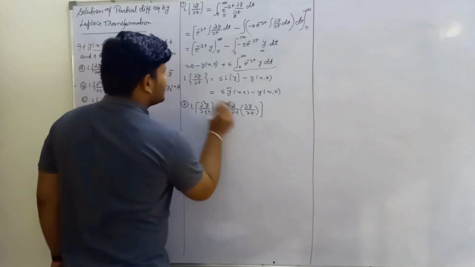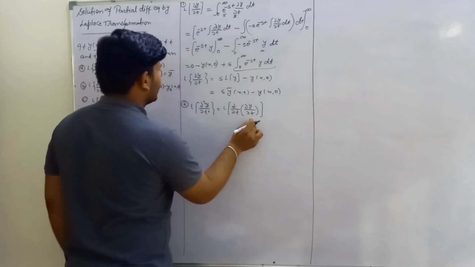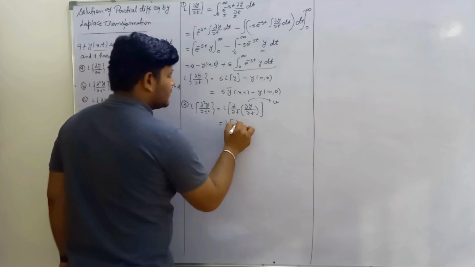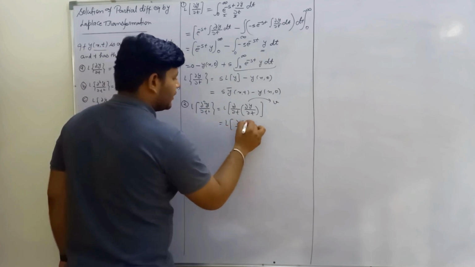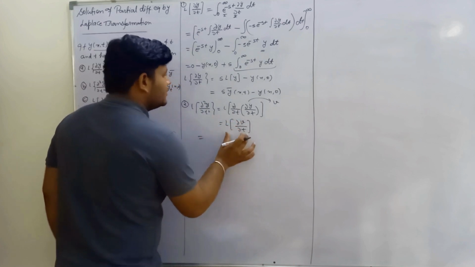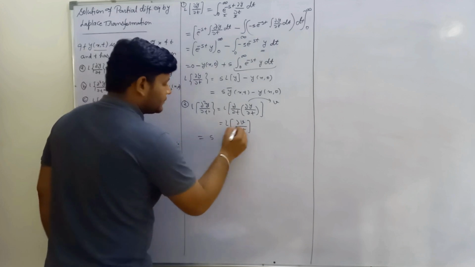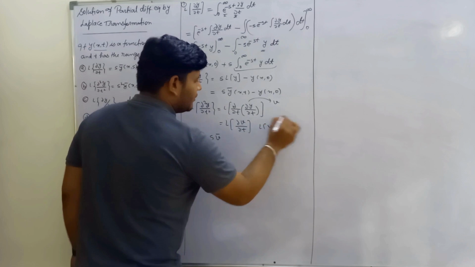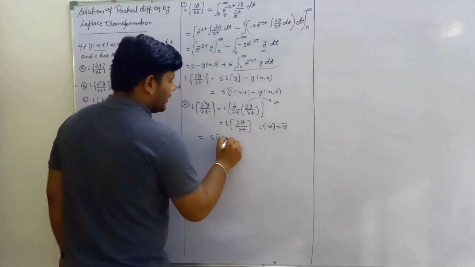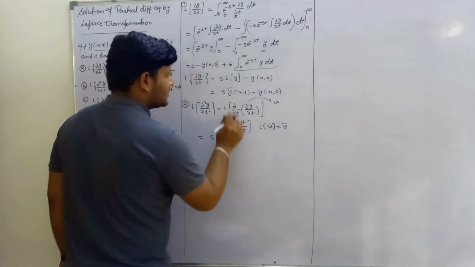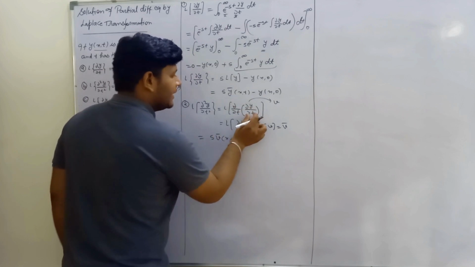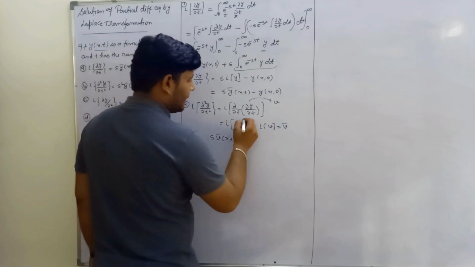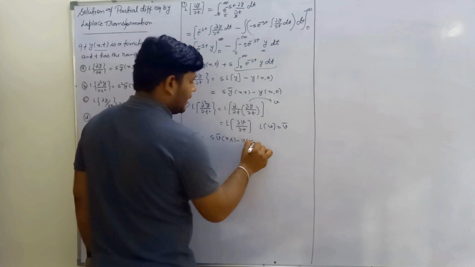I can write dou y over dou t as v. So the Laplace transform of dou v over dou t, and we know this formula, is s v bar. Now the Laplace transform of v is v bar. I am taking v bar(x, t) minus v(x, 0), considering this v.